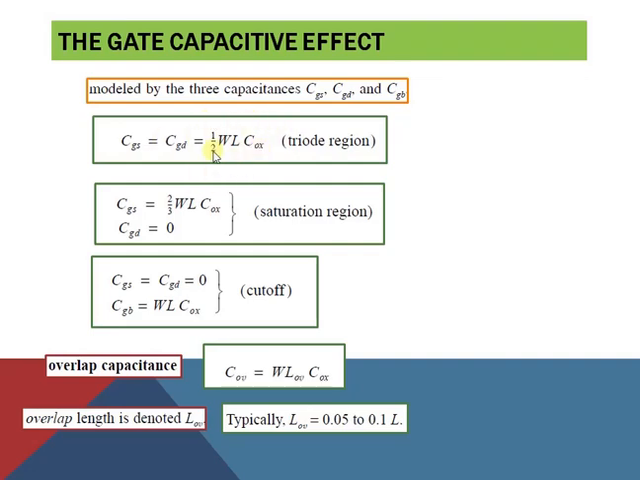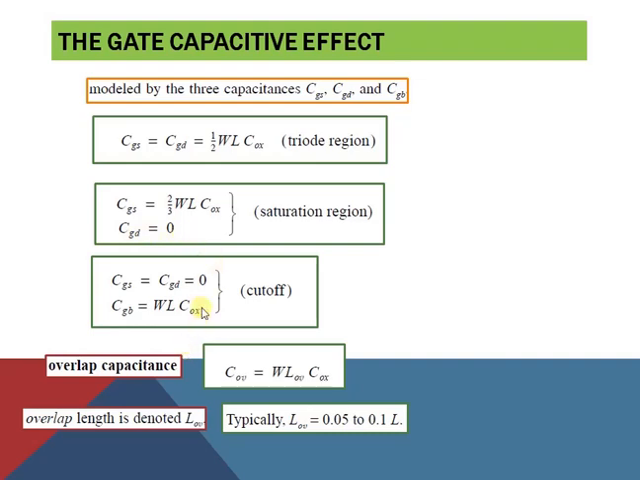That is why the value of CGS and CGD is equal to half of WL into COX, and this equation will work well even when the VDS value is not small. Now coming to the saturation region. In the saturation region, the channel will have a tapered shape and will be pinched off at or near the drain end. Therefore, the gate capacitance will be equal to 2 by 3 WL COX, and because the channel is pinched off at the drain, CGD will be equal to 0.